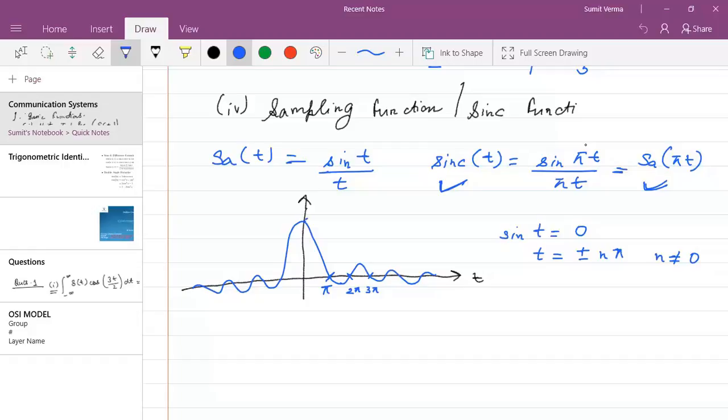Similarly, if you want to draw the sinc function, these values will be pi t equal to plus or minus n pi. The sampling function would be at the pi values. For the sinc function, these pi values change to t equals plus or minus 1. This value would be minus 1. Similarly, this value would be 2, and this value would be 3. Same here on the negative side. This is how we are defining the sampling and sinc functions.